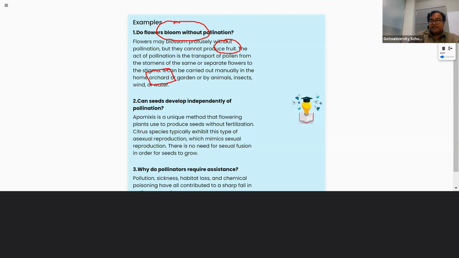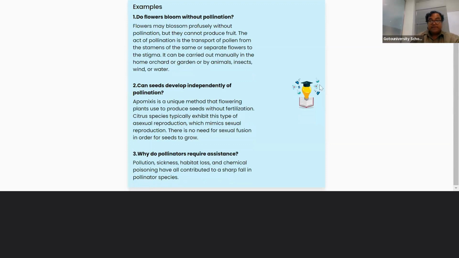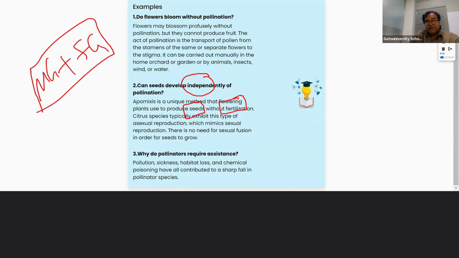If you keep on discussing these types of hard questions, then we can face the exam even if it comes at a different tough level. Now, if you're talking about seed developing independently of pollination, that is apomixis, used to produce a seed without fertilization. That means the male gamete and female gamete are not fusing with each other to make the zygote, which is nothing but a developing embryo.